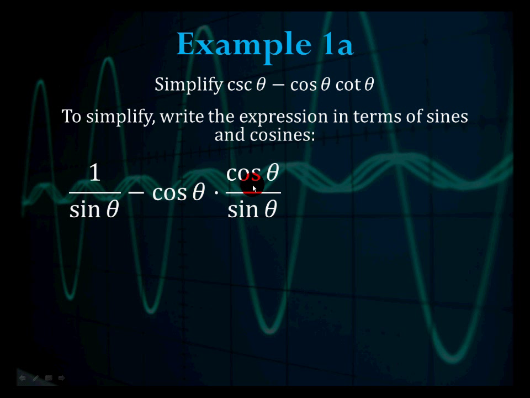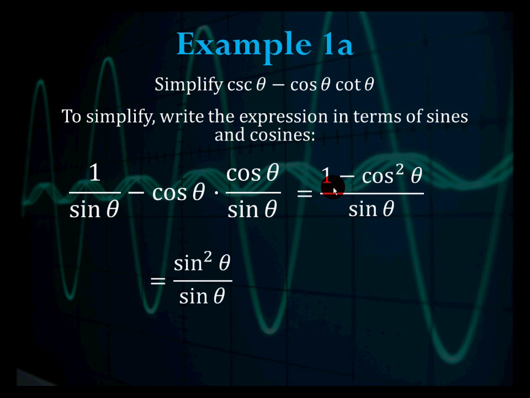Now what you want to do is combine these up here. So it's 1 over sine theta minus cosine squared over sine theta, which you can combine into one fraction. Now what you should be able to recognize, and you will need to very quickly, is what 1 minus cosine squared theta is. Well, that's equal to sine squared theta. So now you can rewrite the expression as sine squared over sine, and now you can simplify this to merely sine theta.